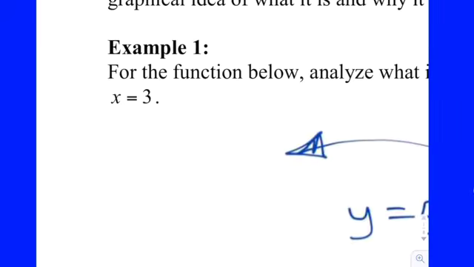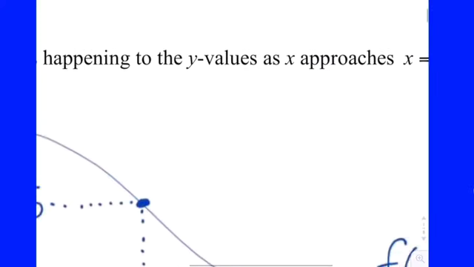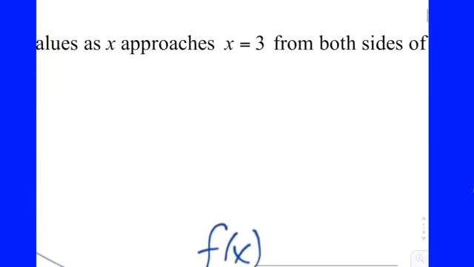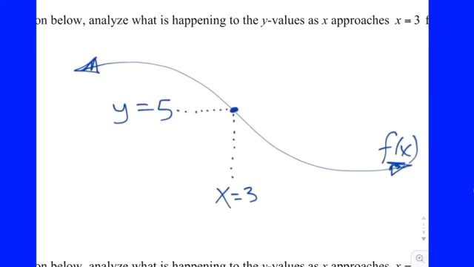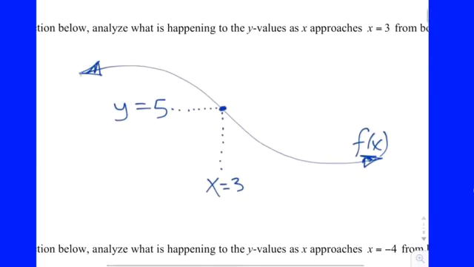Example 1. For the function below, I want you to analyze what is happening to the y values as x approaches 3 from both sides. So we're going to do it graphically. Here's the function f of x. Again, you can imagine that this is an aerial view. What y value are we approaching as we approach 3 from the left? We're approaching 5. What y value are we approaching as we approach 3 from the right? 5. Okay? No big deal.